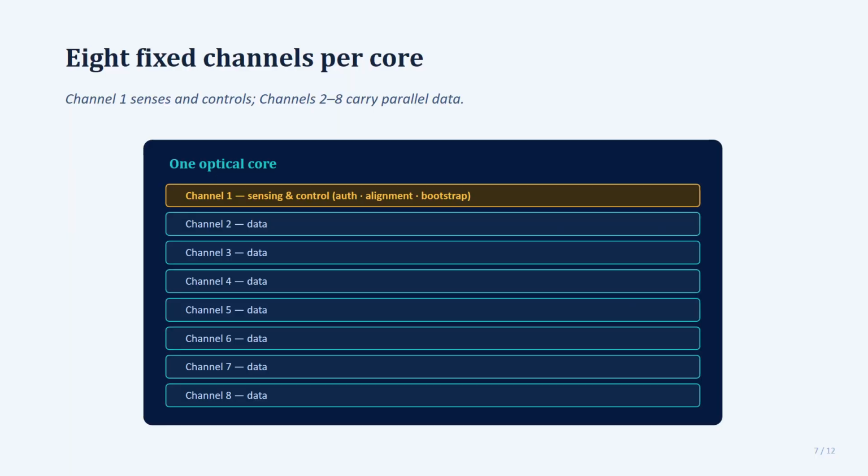Every optical core is divided into 8 fixed physical channels. Channel 1 handles sensing and control, device authentication, alignment verification, and bootstrap. Channels 2 through 8 carry parallel optical data. Because all channels are fixed and non-switchable, the paths stay deterministic, passive, and immune to logical interference.